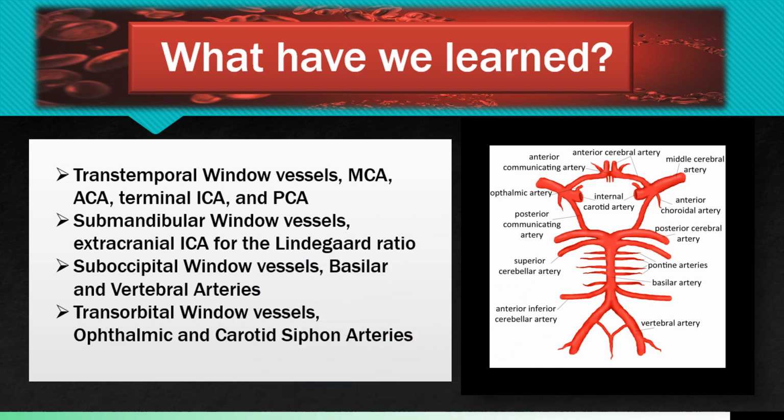What have we learned so far? Transtemporal window vessels: we look at the MCAs, the ACAs, the terminal ICAs, and the PCAs. The submandibular window vessels: we look at the extracranial ICA, and we do that for the Lindegaard ratio. Our suboccipital window vessels are the basilar and vertebral arteries, and our transorbital window vessels are the ophthalmic and carotid siphon arteries. And you can see them all displayed here in the diagram on your right.